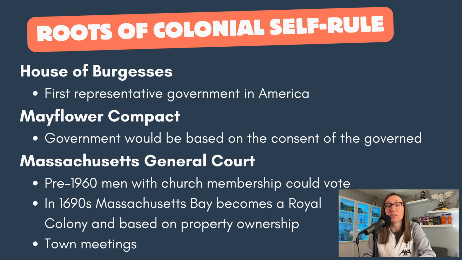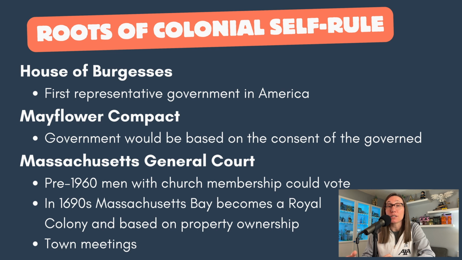In Massachusetts, where the Puritans had settled, before 1690, only church members could vote, but after 1690, it was based on property ownership, so this opened up the political participation in that region, and in each community, they held small town meetings, giving the people the chance to speak or to make changes in their town, and this is a particular trait of the New England region of the colonies as well, so town meetings would be a great thing to discuss.